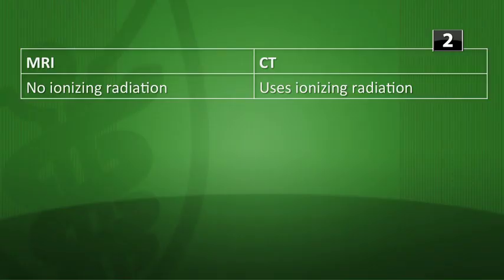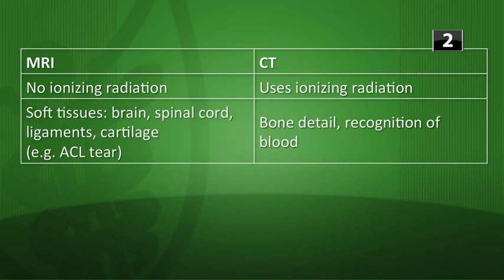An MRI uses no ionizing radiation, but the CT does. Just like an X-ray, we try not to do CTs on pregnant patients unless we absolutely have to, because that ionizing radiation is dangerous for developing fetuses. Now MRI is better for looking at soft tissue problems, things like the brain, spinal cord, joint ligaments, and cartilage as well. If you need to look at an ACL tear, you're going to get an MRI of the knee. CT is better for bone detail and recognition of blood. So excellent for bleeding, especially in the brain.